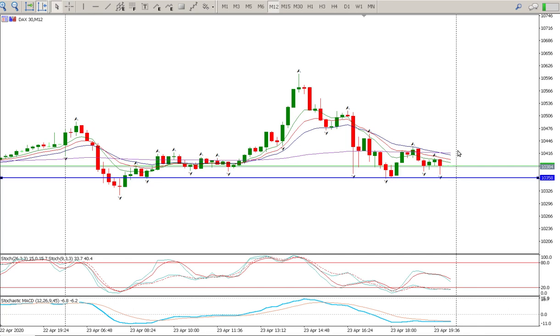We didn't trade it yesterday, but I think it's a nice little setup at the moment for continuation to the downside, and a pretty big continuation as well.